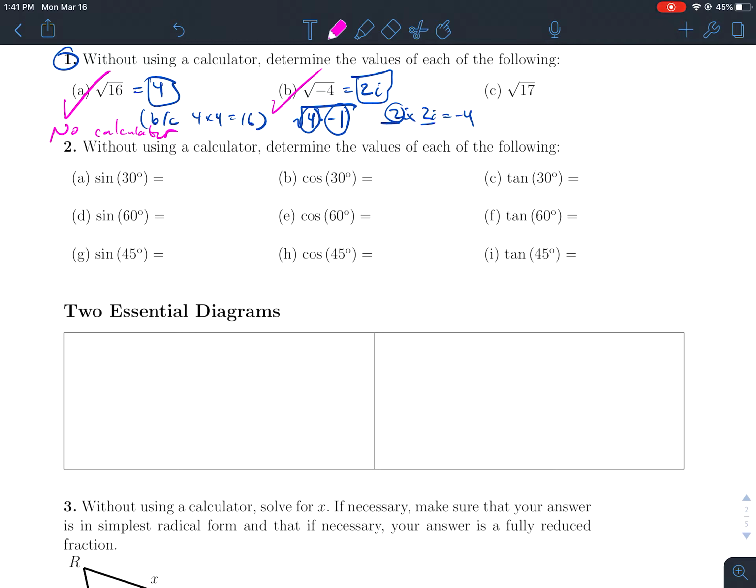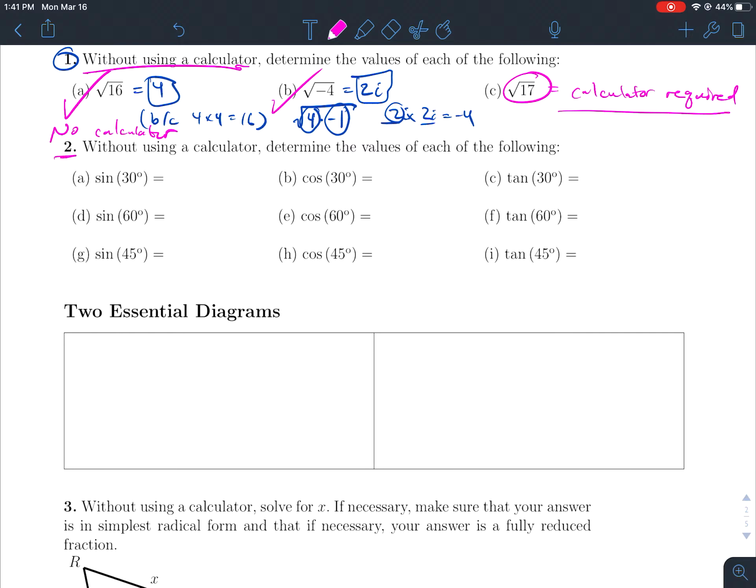We are kind of good to go with no calculator. However, for problem C, there's actually no way that you would do that without using a calculator. You'd have to use a calculator. And the reason why is this one's not a perfect square. So it turns out that trig works kind of the same way. There are many trig problems that we can do without a calculator. But similar to these square roots, there are some nasty ones that we do need a calculator for.